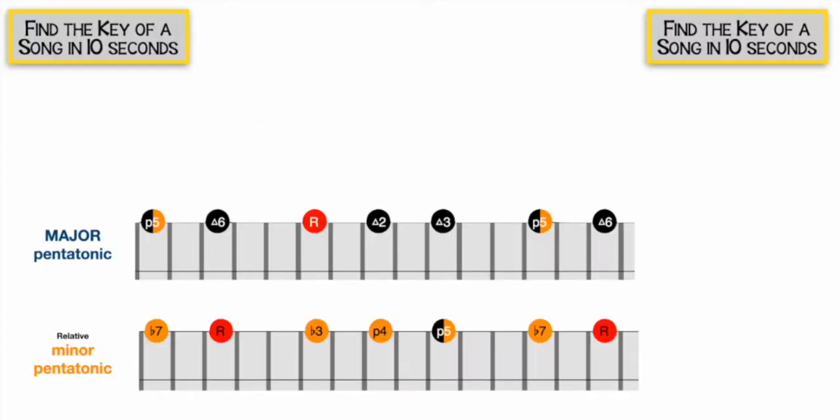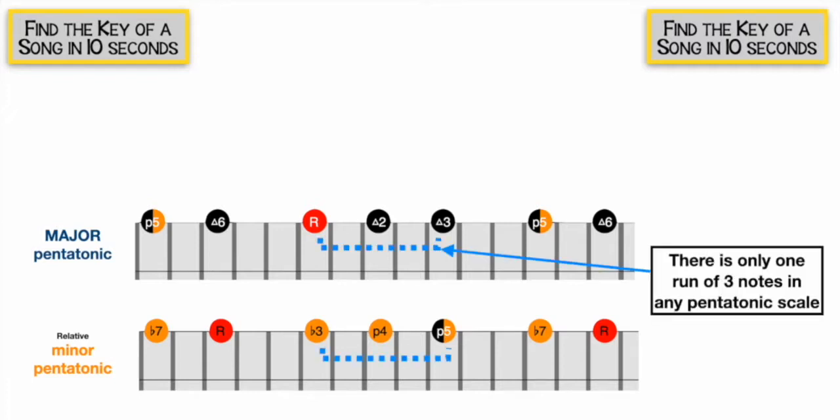So as we talked about on previous lessons, the pentatonic notes follow this 3-2 pattern on all strings, and the notes are the same for any scale in its relative minor. Now, in that 3-2 pattern, there is only one run of 3 notes. In the major pentatonic, it's root, 2, and 3. And in the minor pentatonic, it's flat 3, 4, and 5. So there is only one run of 3 notes in any pentatonic scale.